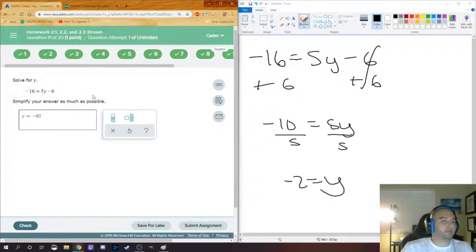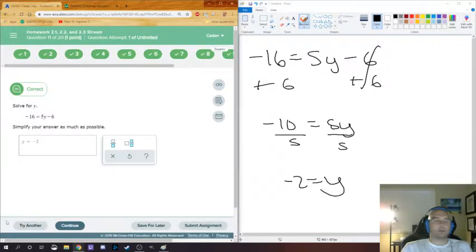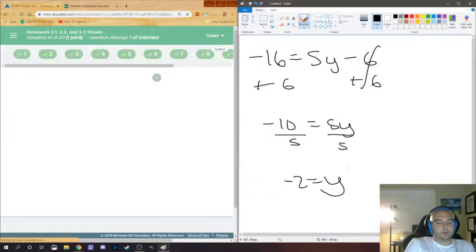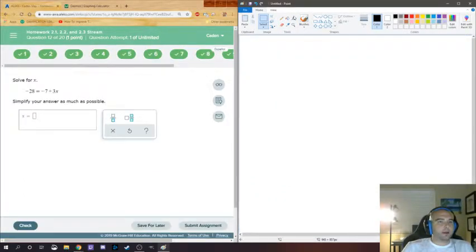Oops, didn't put a negative. And I put a negative 02, of course. Okay, negative 2. So, light work. Just keep on doing the steps here.